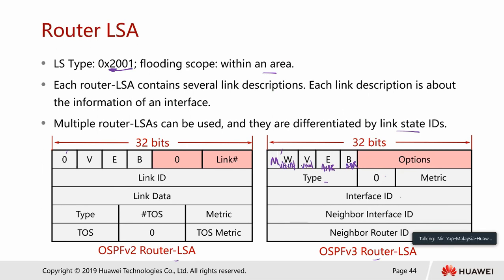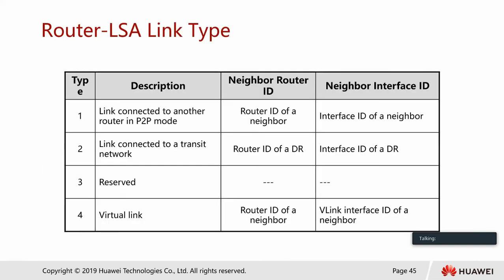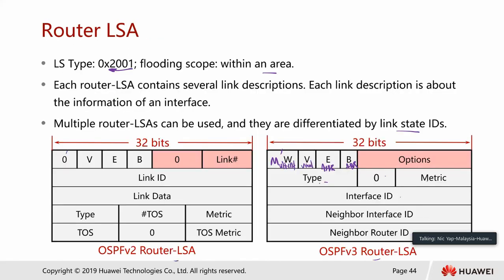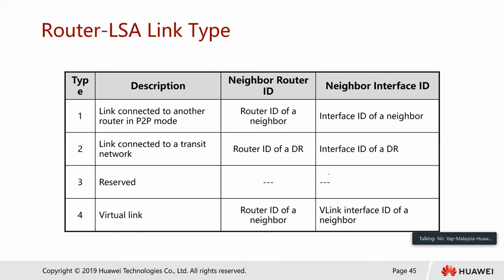Okay, this is the router LSA. Under the link type, the link type we mentioned just now, we have a link type of point-to-point, transit, reserved, and also we have a virtual link. So actually they have only 3 types: point-to-point, transit, and virtual link.